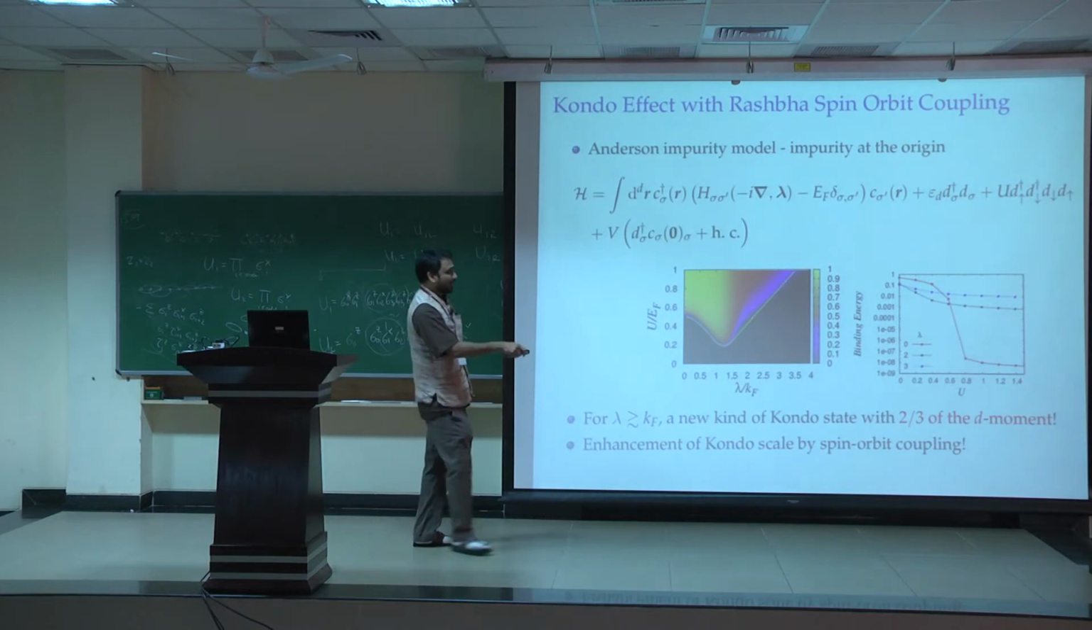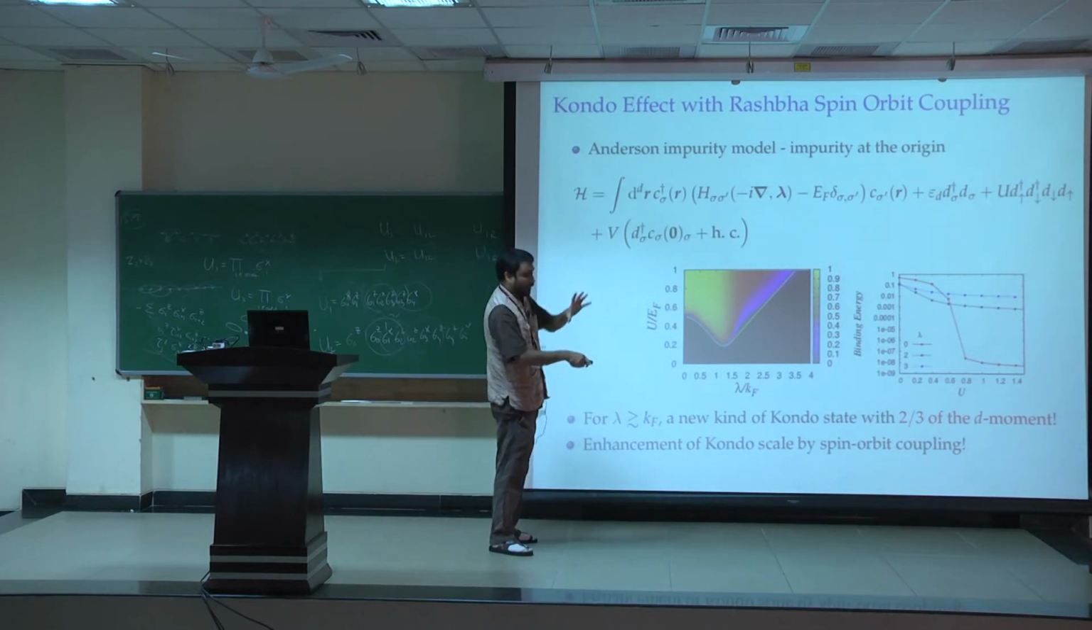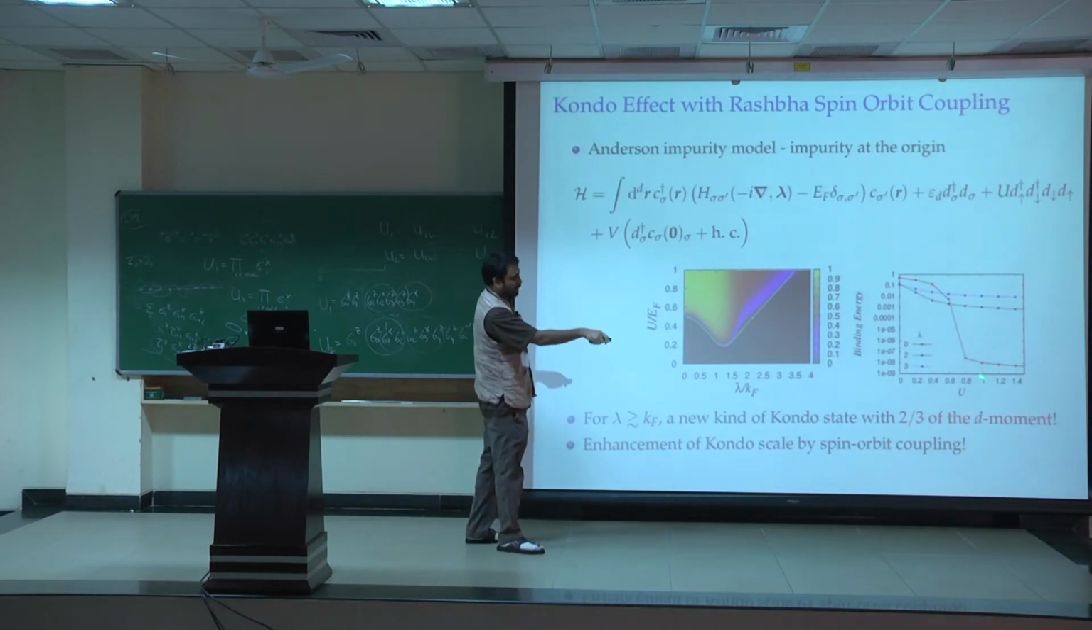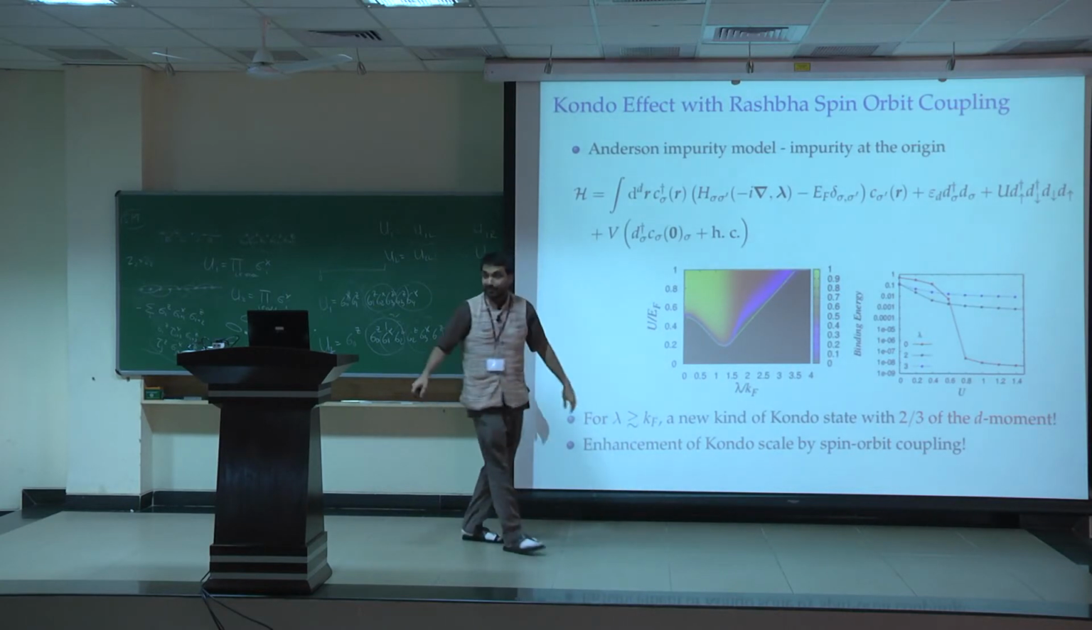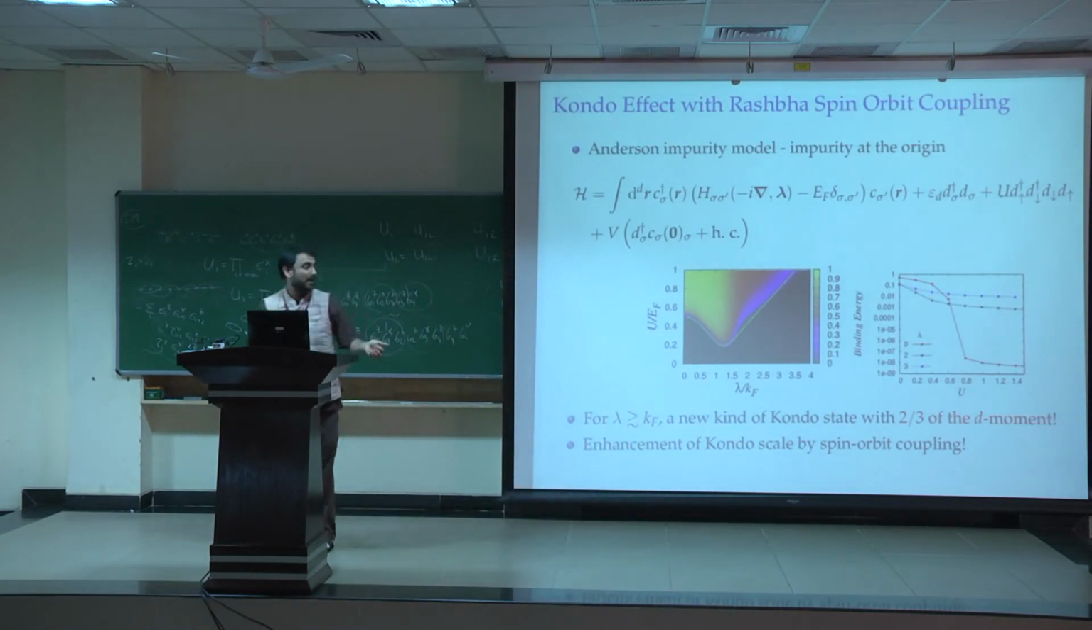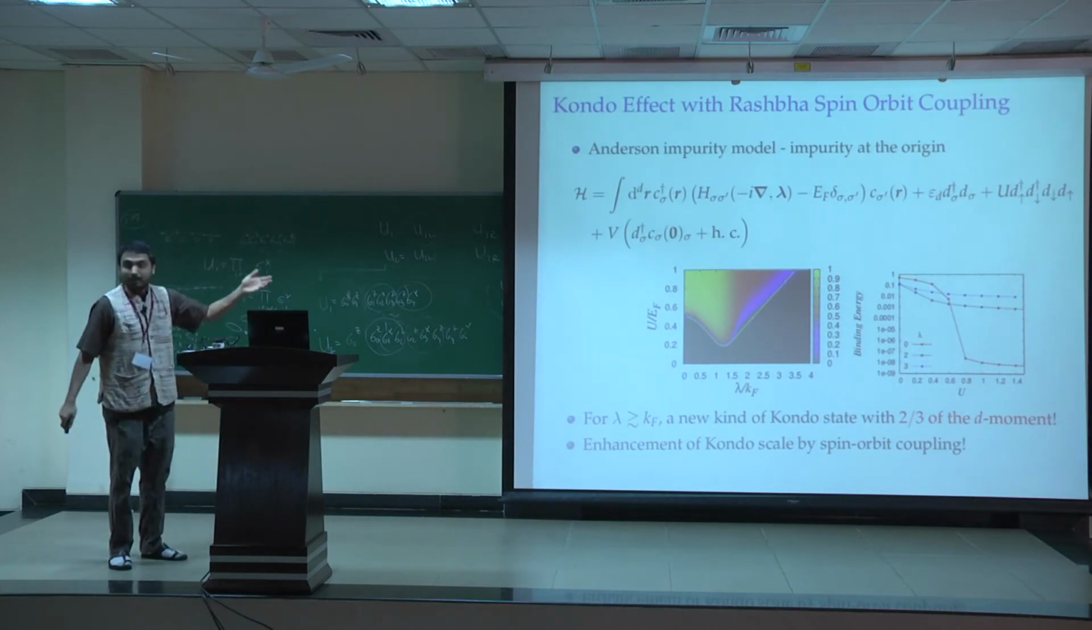And the other point I want to emphasize is that the binding energy or the Kondo energy scale is actually very large. So this was the Kondo energy scale when lambda was 0. It is extremely small. It's exponentially small. And here it's actually order 0.1 EF, I think. Yeah.